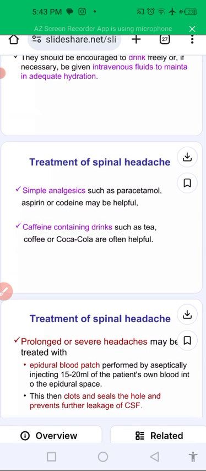So this was some little information about spinal anesthesia, and in the next videos we will be looking at more.